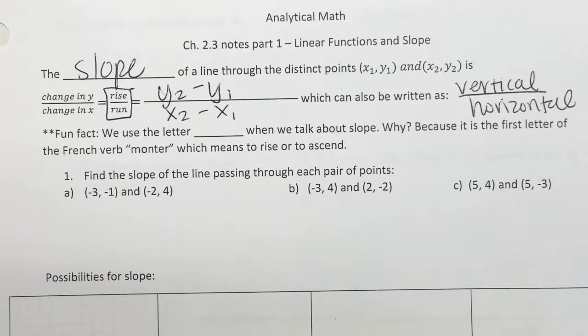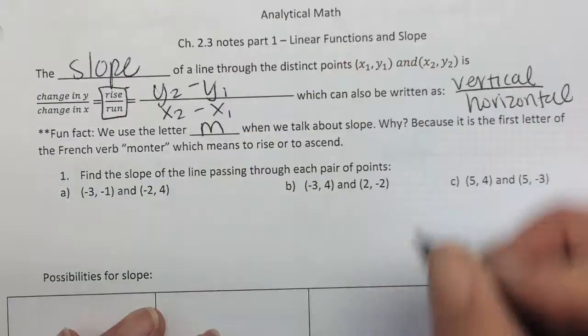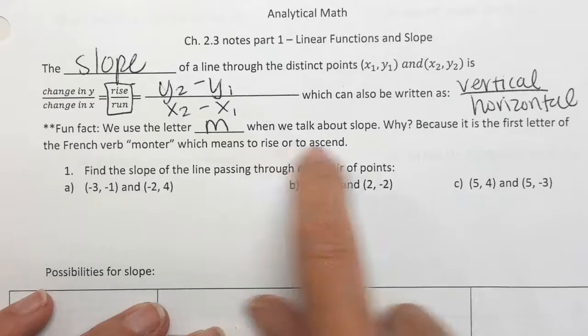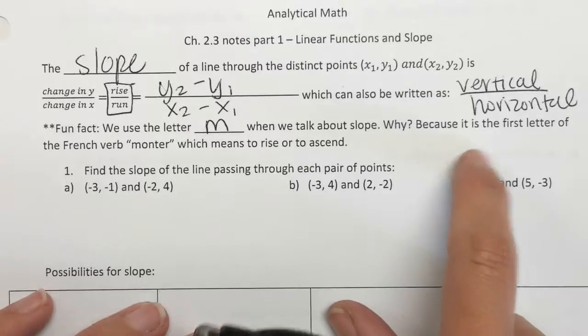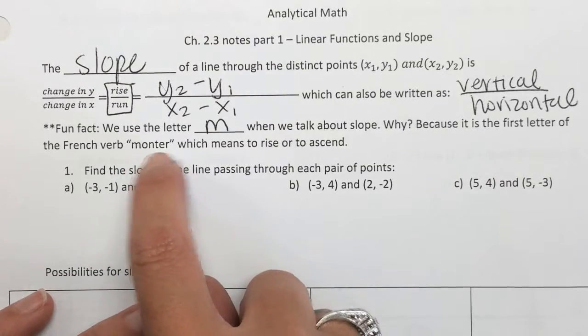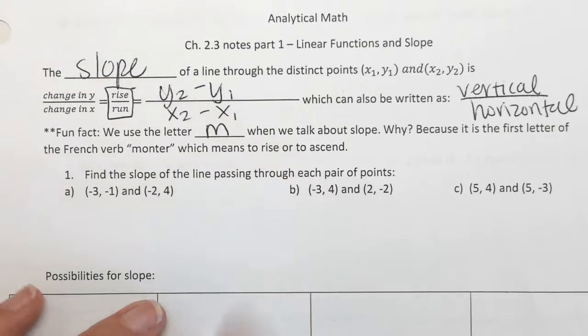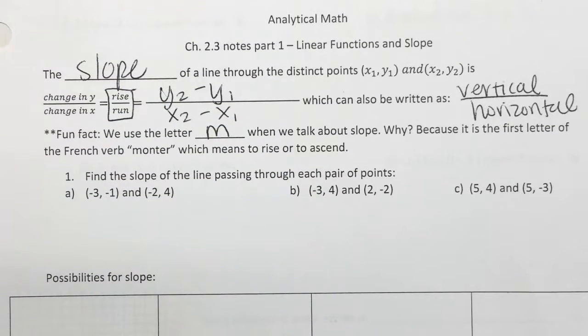And do y'all remember what letter we used to represent slope? M. Good. And I put this in here because I thought it was neat. I was wondering why we use M. And it's because the first letter of the French verb monter means to rise or to ascend. That's just a fun fact.